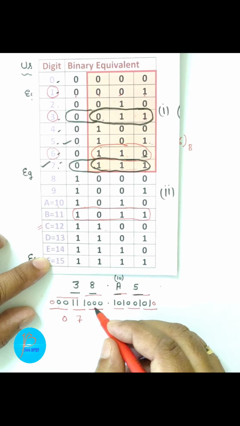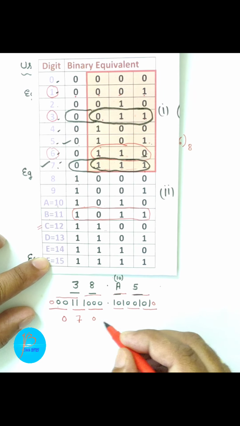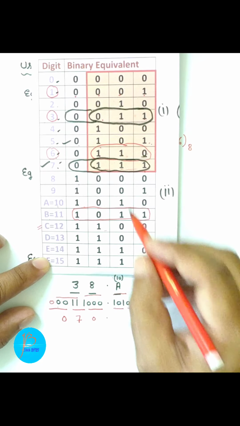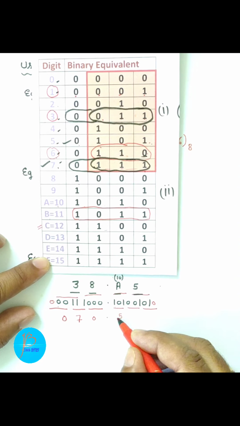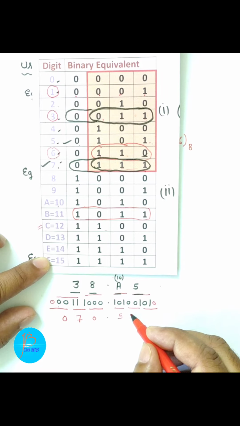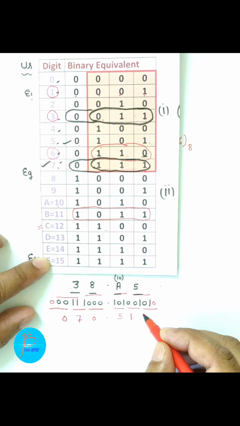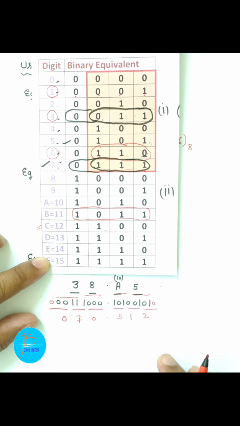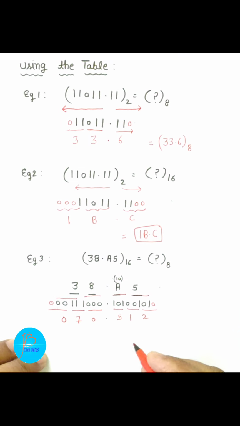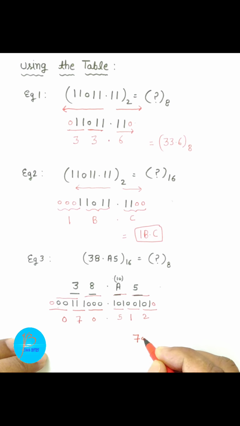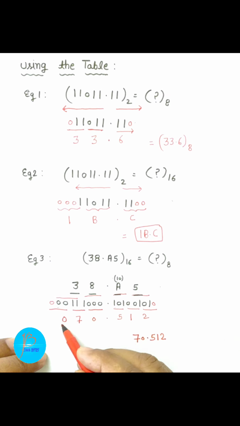Then again 000, so you know that it stands for 0. Then 101 is equal to 5. 001 is equal to 1. And 010 is equal to 2. Children, so now you know that the final answer we got is 70.512. The first zero before the number, if you want, you can drop it. There is no problem, but it is your final answer.